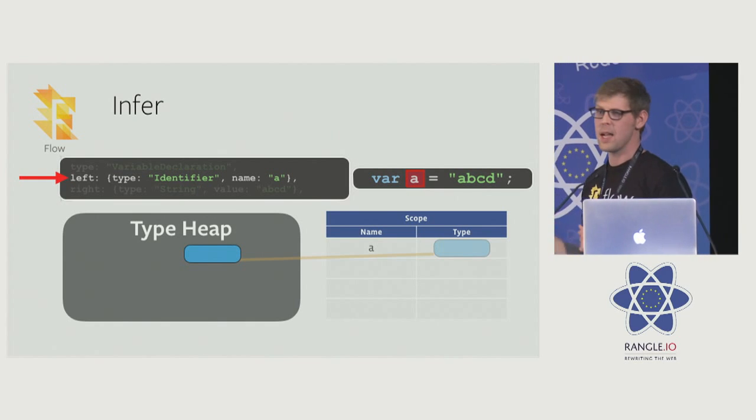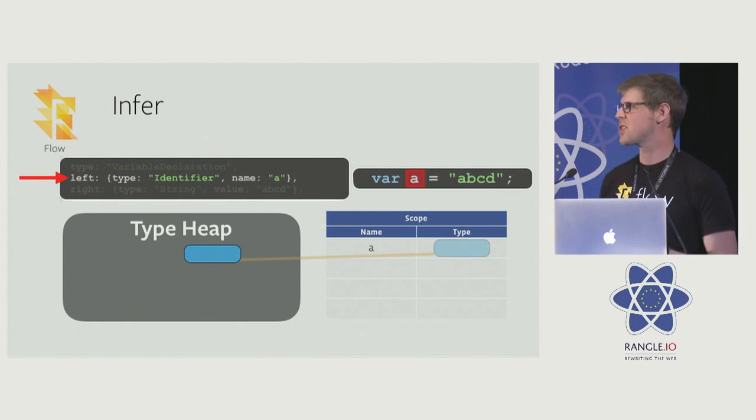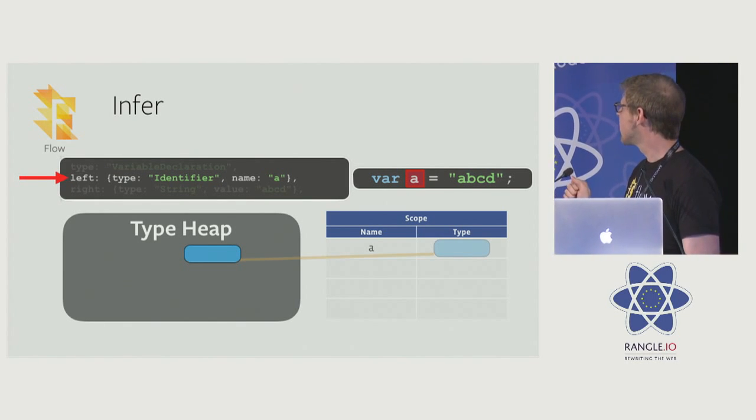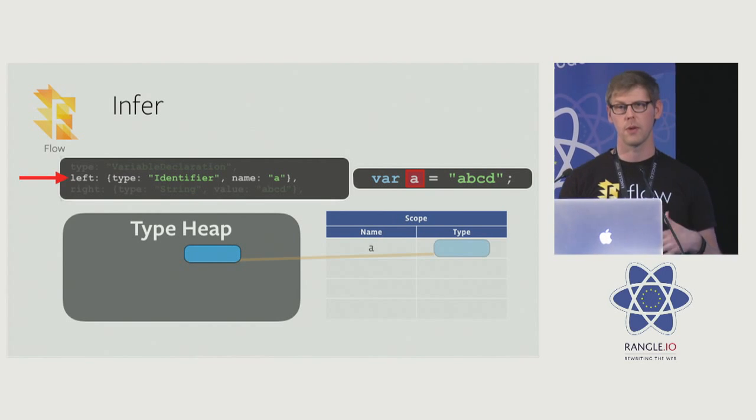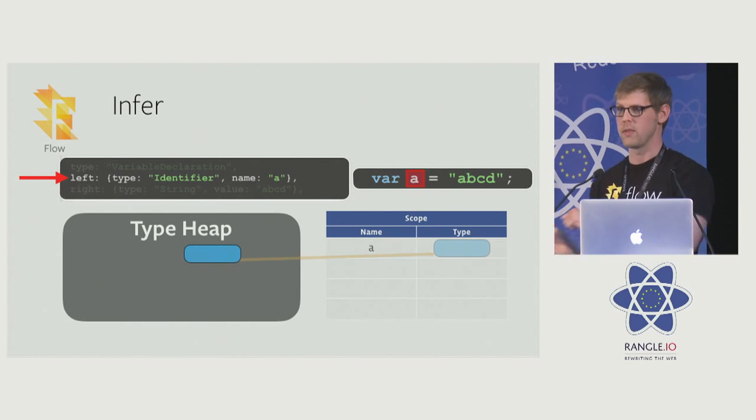We create a pointer in our scope table into the type heap so that later if we encounter A, we can sort of trace where the type of A is.